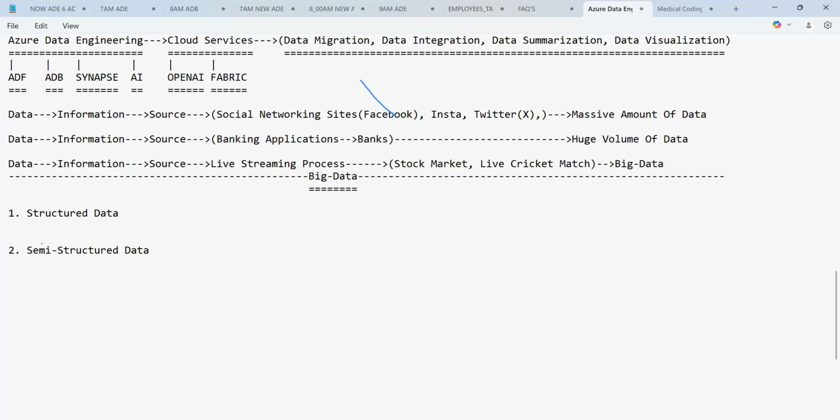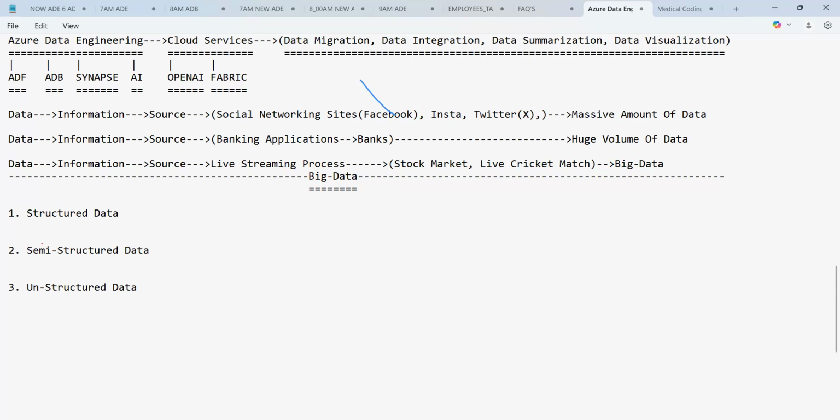The second one is what, guys? Semi-structured data. Structured, semi-structured, and unstructured. So guys, these are the three varieties of data we have: structured data, semi-structured data, as well as unstructured data.